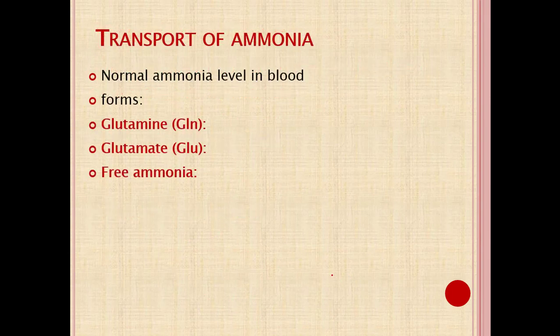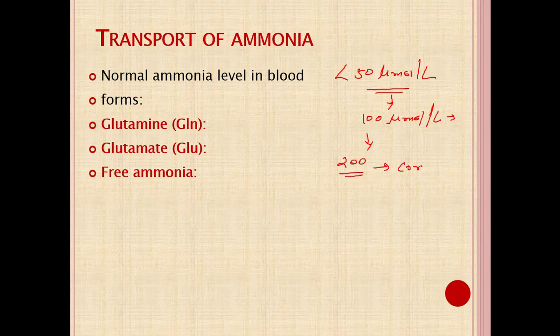Why do we learn about ammonia? Because the normal level of ammonia in the blood is less than 50 micromole per liter. If it increases up to 100 micromole per liter, that might lead to unconsciousness. And when it increases up to 200, it may lead to convulsion and coma.